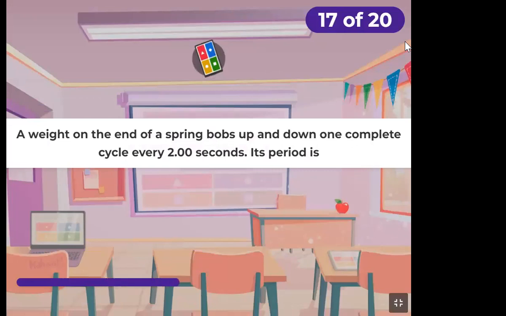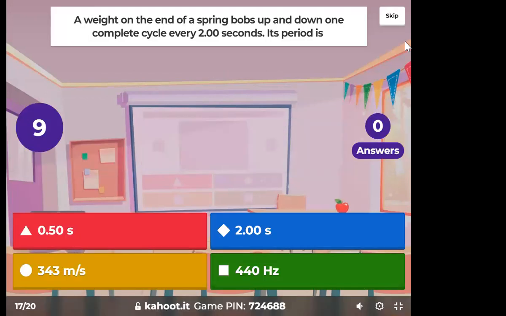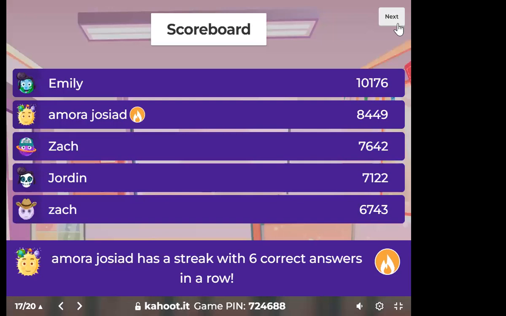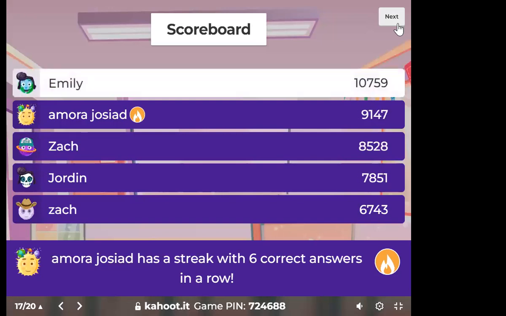A weight on the end of a spring bobs up and down 1 cycle every 2 seconds. What's the time period? Bob, bob, bob, bob. Yeah, 2 seconds. 2 seconds time period. Different question. Guys, what's the frequency of that motion? Half a hertz, right? Half a hertz. So the time period would be 2 seconds.